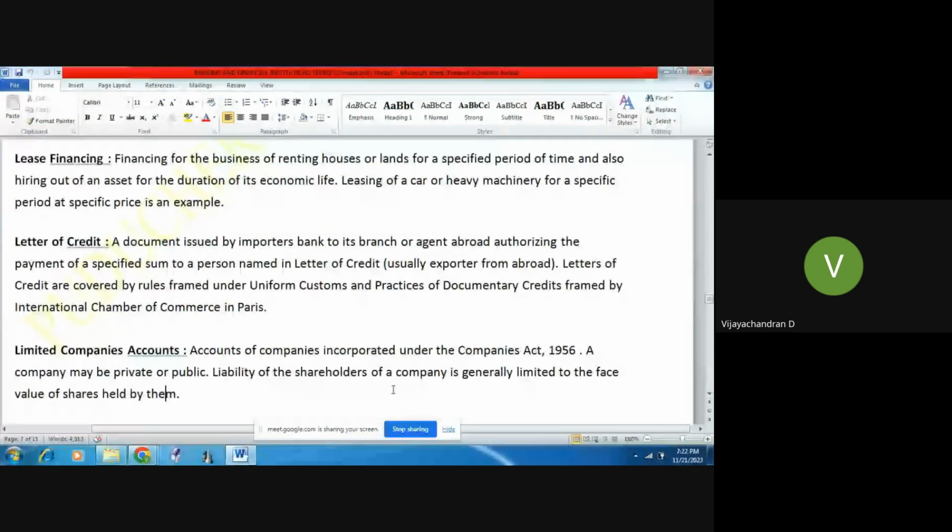Lease financing, I told. Lease financing is the arrangement between the lessor and the lessee. Lessor means the one who gives the right to use the asset, and lessee means the one who is using the asset, in return for lease rental. There are different types of leasing. First of all, you should know what leasing is. Leasing is an arrangement between the lessor and the lessee, whereby the lessor transfers the asset to the lessee for usage for a fixed period, in return for lease rental.